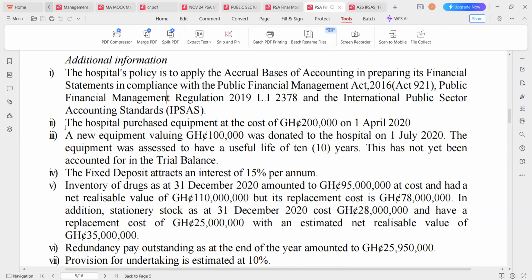So that's the additional equipment, so you add it to equipment. Two entries. Once it's in the footnote, it means it has not been captured in the trial balance above. So when the hospital buys equipment, what are the two entries involved? Number 1, after adding to equipment, what do you subtract? Goods and services.